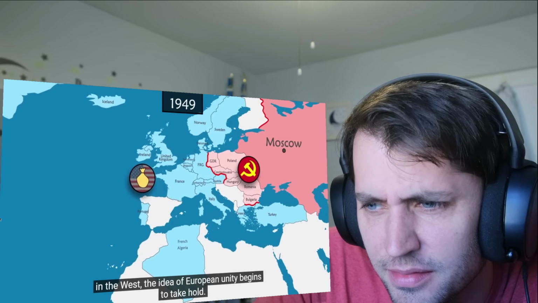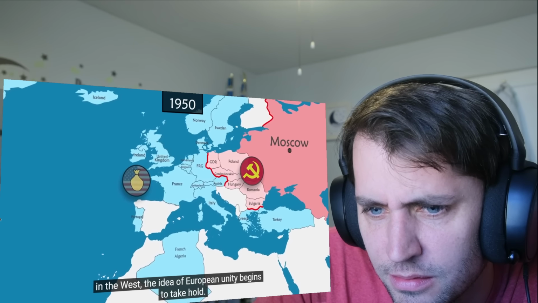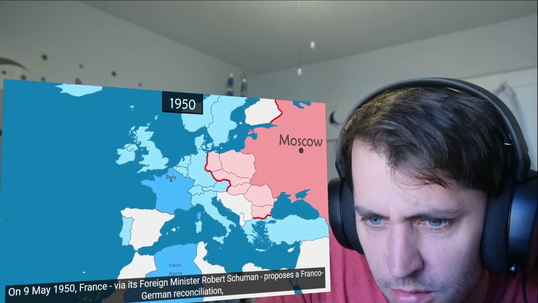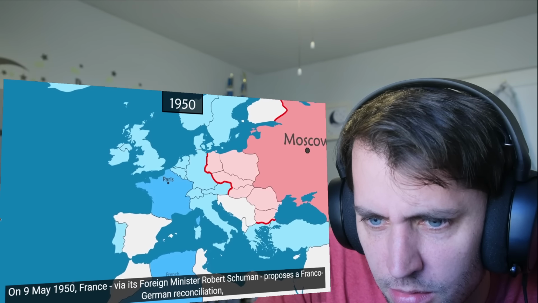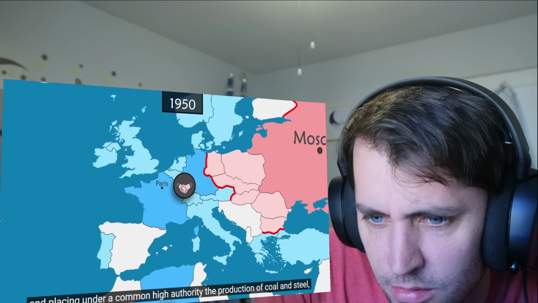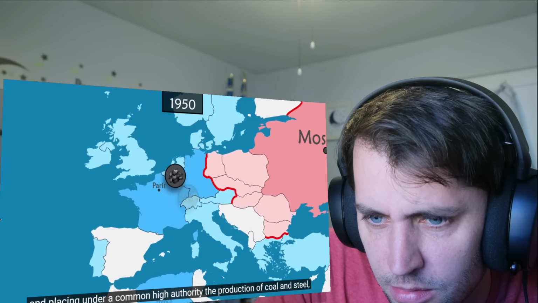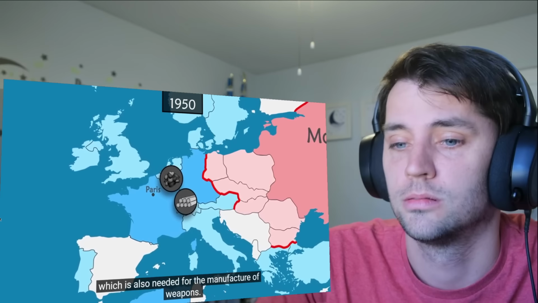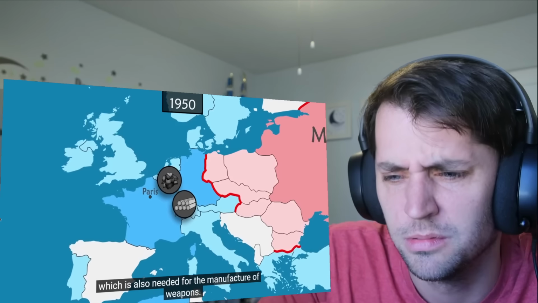of European unity begins to take hold. On the 9th of May 1950, France, via its Foreign Minister Robert Schuman, proposes a Franco-German reconciliation and placing under a common high authority the production of coal and steel, the main wealth of industrialized countries, which is also needed for the manufacture of weapons.